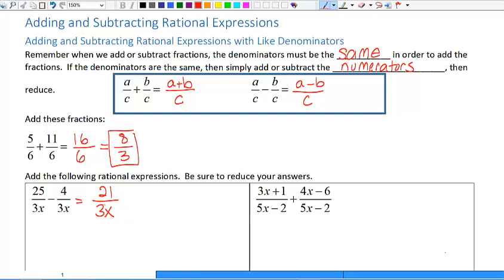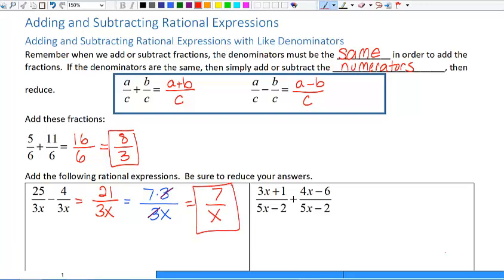Now, if it didn't reduce, I would be done. But notice that the 21 and the 3 both have a common factor. I could rewrite it as 7 times 3 over 3x, and the 3's divide out. And my final answer is 7 over x.